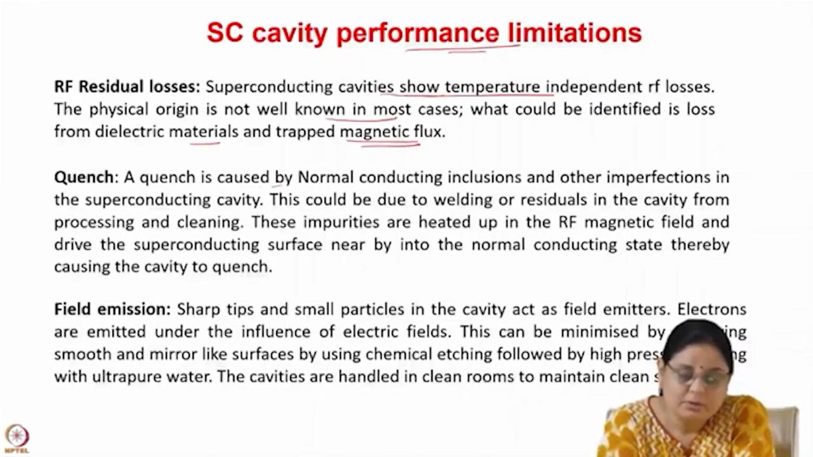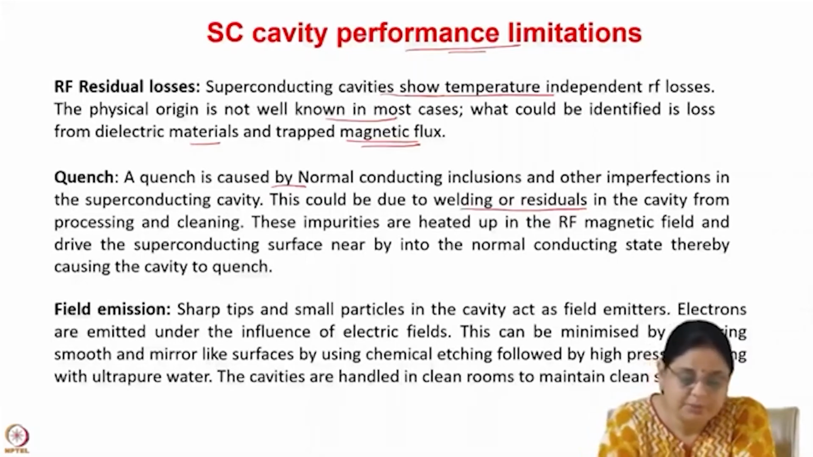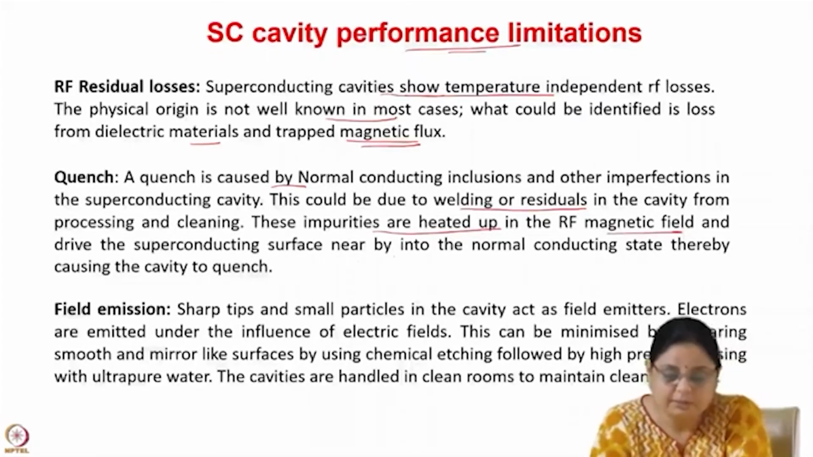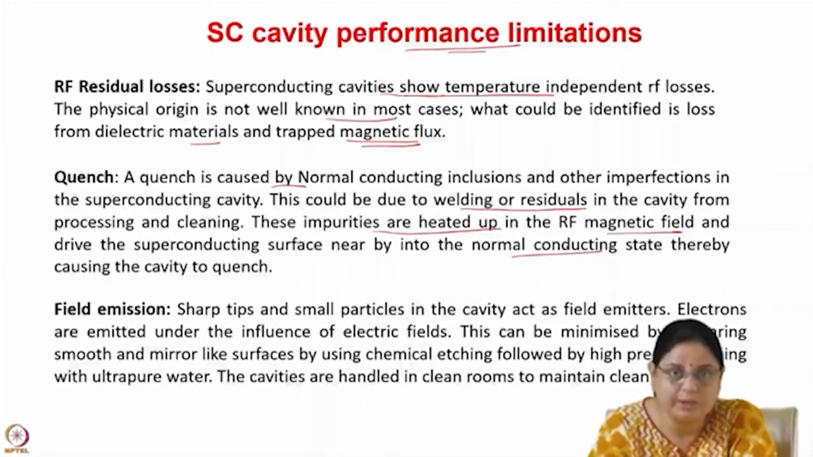Quench. Quench is caused by any normal conducting inclusions which may be there, or any imperfections that may be there on the surface of the superconducting cavity. This could be from fabrication, from some material used during fabrication, due to welding, or residuals in the cavity from processing and cleaning. These impurities are heated up in the RF magnetic field and they drive the superconducting surface nearby into the normal conducting state, thereby causing the cavity to quench. Quench means going from the superconducting state to the normal conducting state.